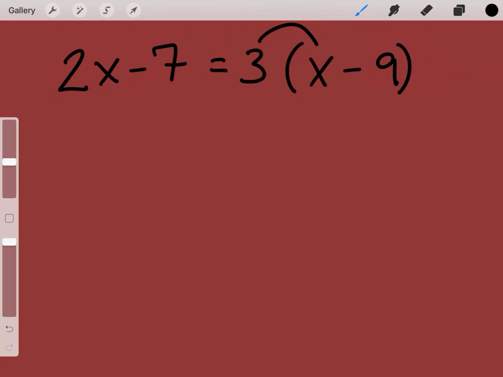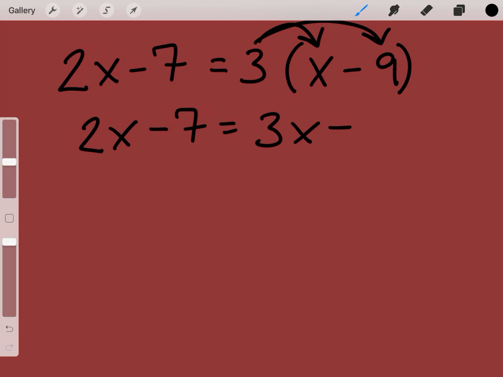So the first thing we're going to do here is we're going to distribute the 3 to everything inside. That's going to make the equation become 2x minus 7 equals 3x minus 27. Okay, from this stuff, there's a couple different ways you can go next, but I'm just going to show you the way I would have gone next.